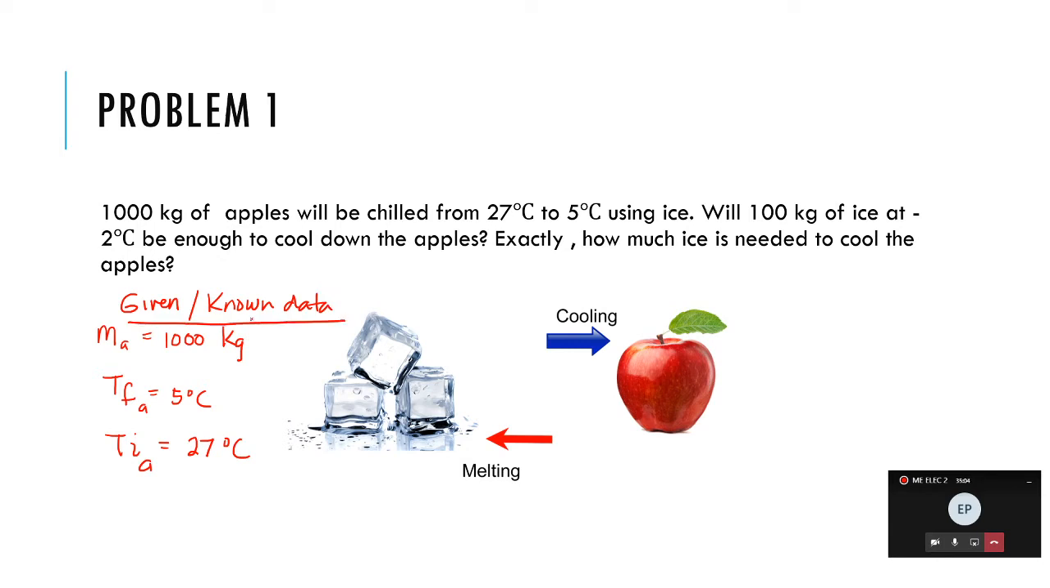Now, the next statement says, will 100 kilogram of ice at negative 2 degrees centigrade be enough to cool down the apples? Exactly how much ice is needed to cool down the apples? So my question, class, is: is 100 kilogram part of the given or not? Can we use that in the calculation? Yes or no? No. Why?